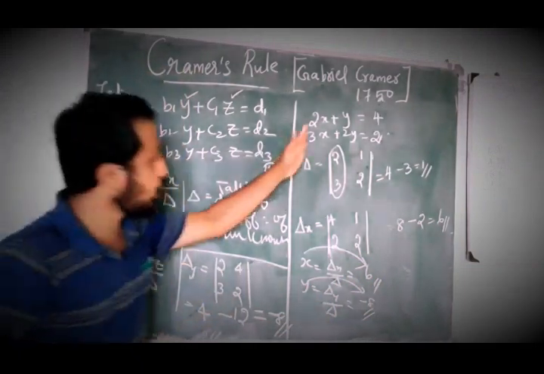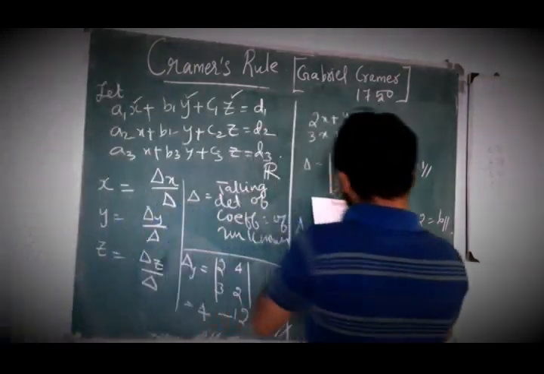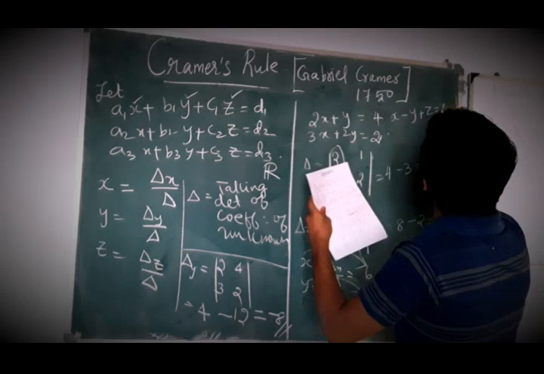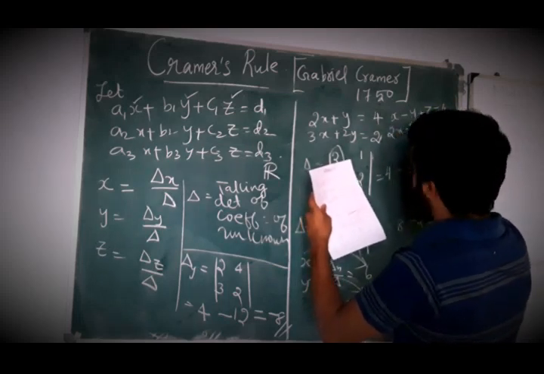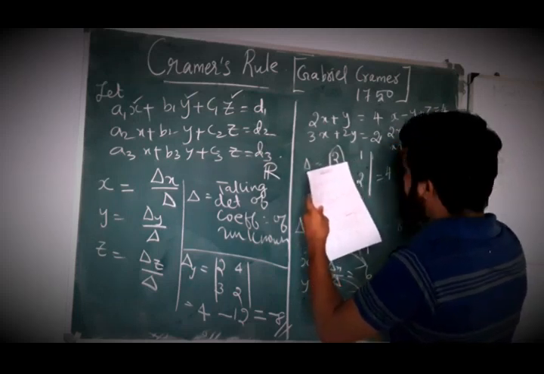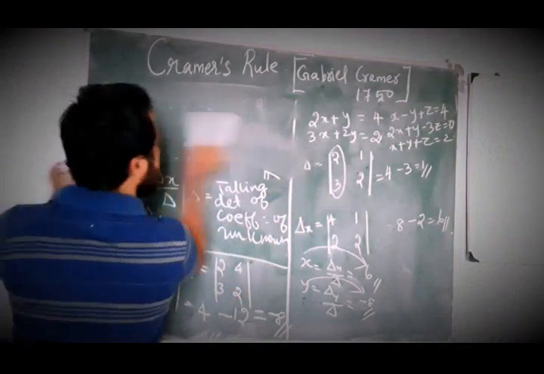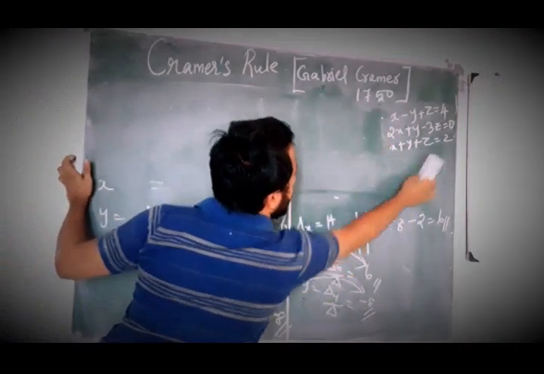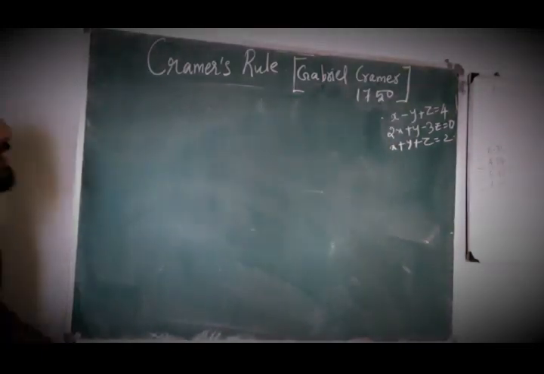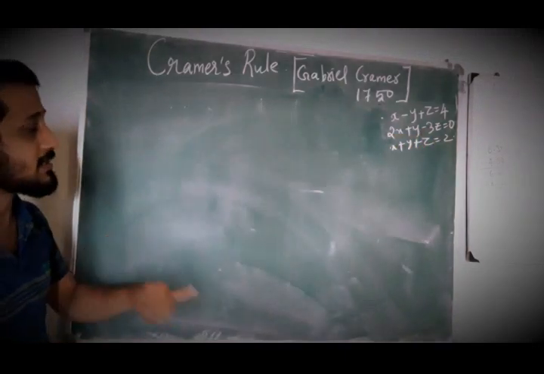Very very important. For a 2 by 2 matrix you can find it, and for a 3 by 3 matrix also the same thing. One question is there. System of linear equations: x minus y plus z is equal to 4, 2x plus y minus 3z is equal to 0, x plus y plus z is equal to 2.